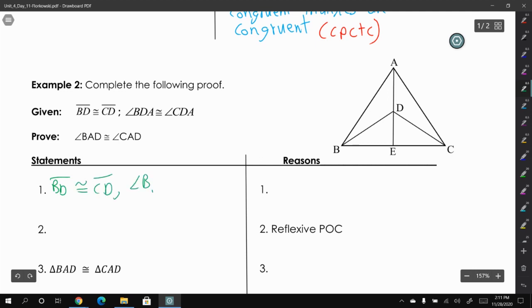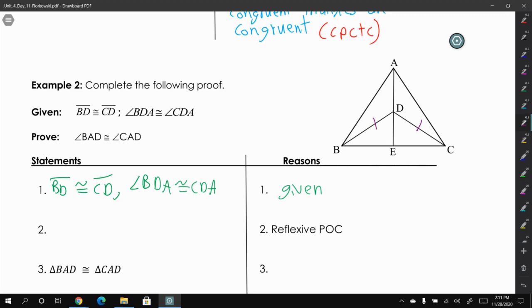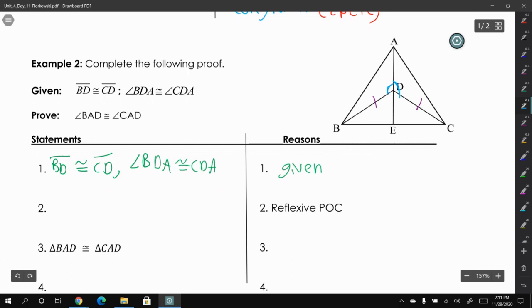And we also want to mark up our picture as well. Okay, so BD is congruent to CD, and angle BDA is this angle, and angle CDA are congruent. And what are we trying to prove? We're trying to prove that angle BAD is congruent to angle CAD.